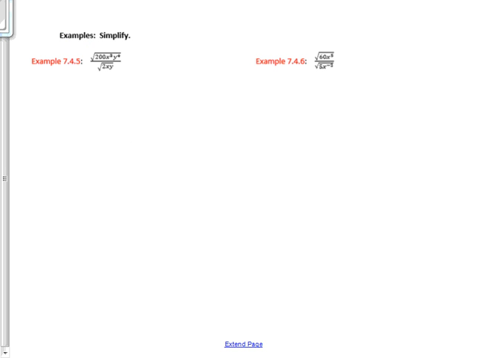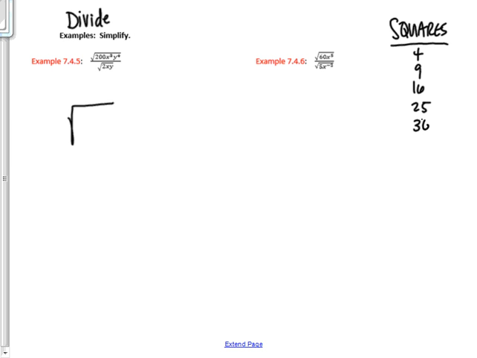All right, now we're dividing. Okay, so to divide, all you're going to do is keep the square root, and you're going to divide out the inside. Okay, and I'm going to need my squares again. So here we go. Divide out the inside. 200 divided by 2 is 100.